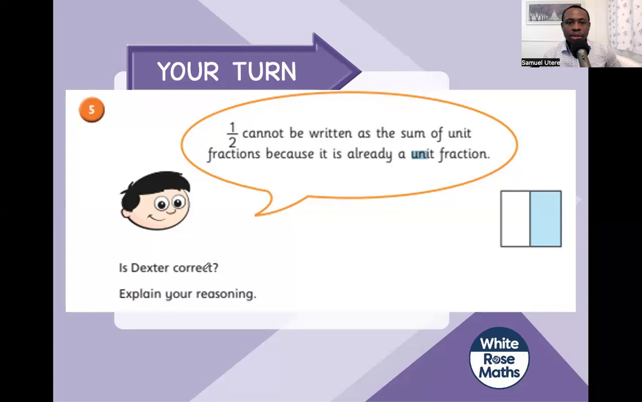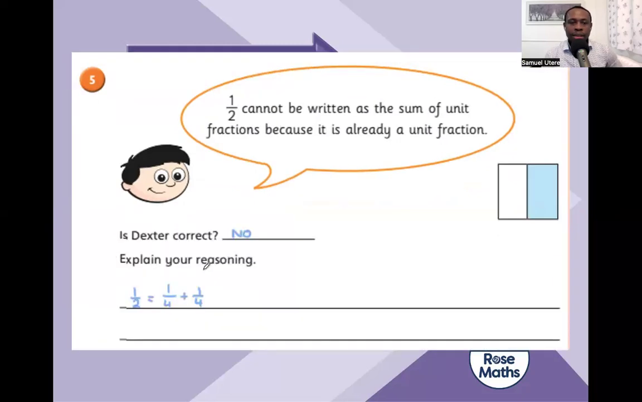Assuming you've paused the video and you've answered question 5, here is the answer. So here, let's call him Dexter, says half cannot be written as the sum of unit fractions because it is already a unit fraction. Is Dexter correct? No. We can write half as a quarter plus a quarter.